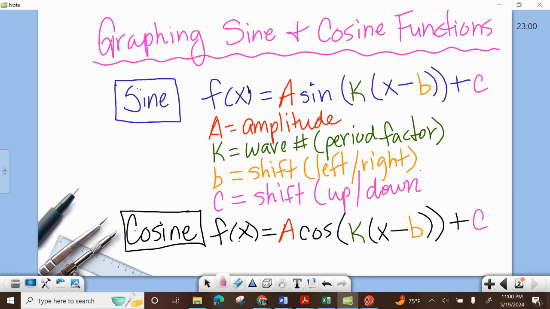In this video, we're going to look at just the basic graphs of sine and cosine. And when I say basic, we're not going to delve into all the little intricate details with all the transformations. We're just going to look at some basics.